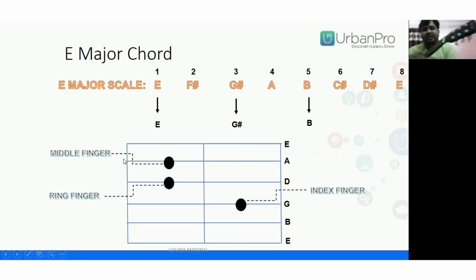If you can form it like this: G string, first fret, index finger, then ring finger on the D string, second fret, middle finger on the A string, second fret, then you are able to form the E major chord. A similar principle you have to use for all the chords. And once you form this, if you strike from top to bottom, you will get the sound of E.